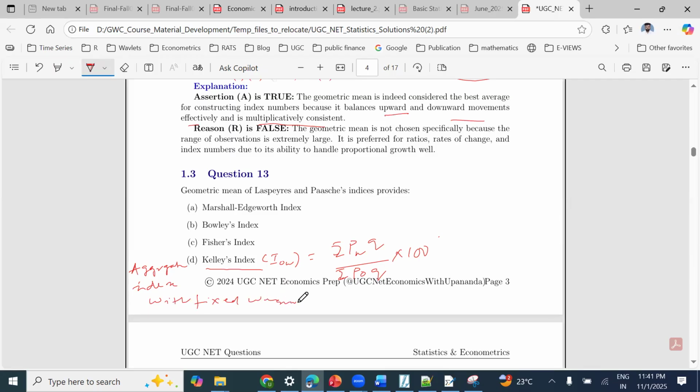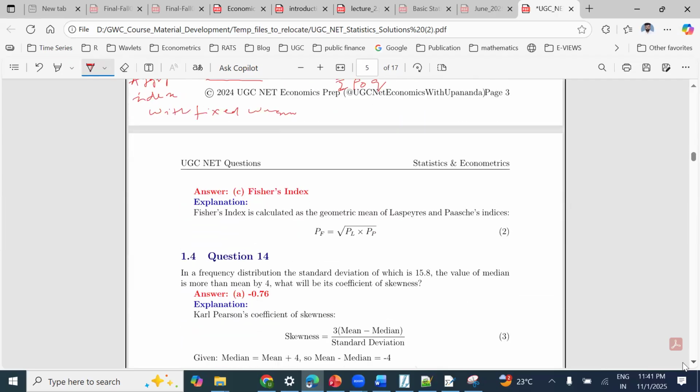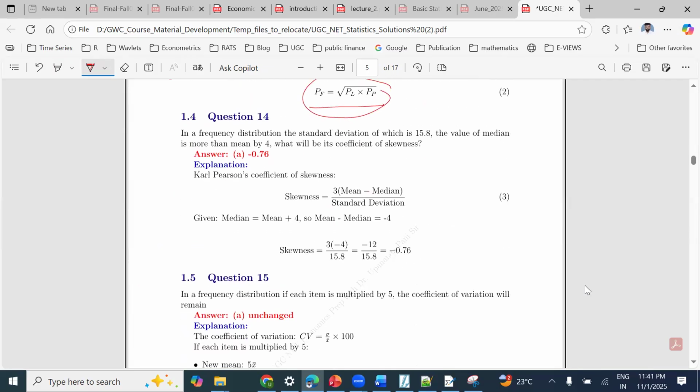Clear? Yes, sir. Okay, very good. So now, the formula, the answer is already given over here, which we have discussed, isn't it? This is the short form we had written. But we have already discussed it in detail, right?